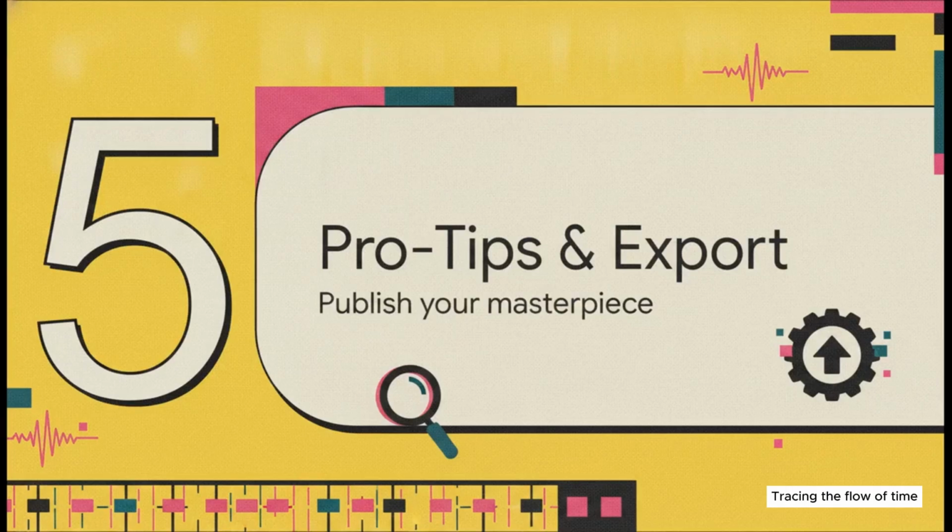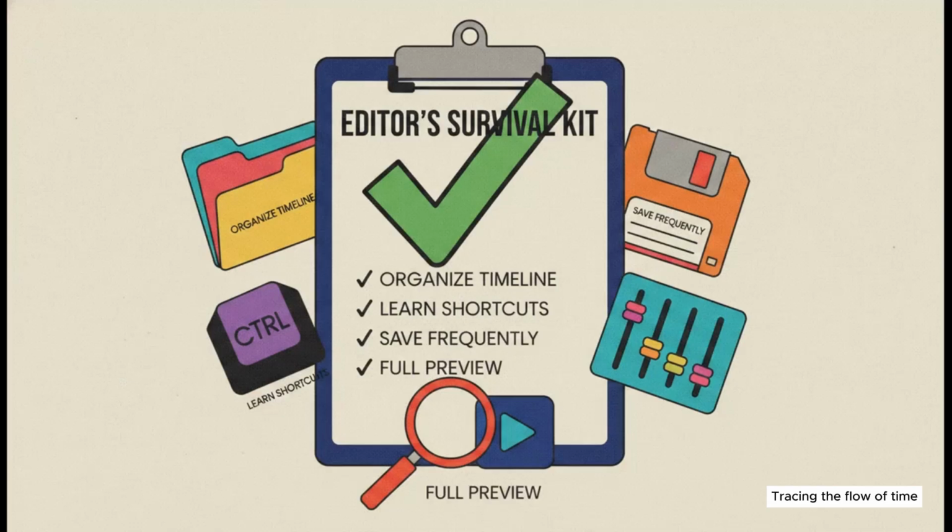Finally, section 5, pro tips and exporting, publishing your masterpiece. Okay, you've built your timeline, you've utilized the AI, but before you ever hit that export button, let's run through a quick quality control checklist. First, keep your timeline organized. Group and label similar clips, because if it's a mess, you are going to get so frustrated. If you're on a PC, force yourself to learn those keyboard shortcuts. It's going to literally double your editing speed. Manually save your project after big changes just in case.